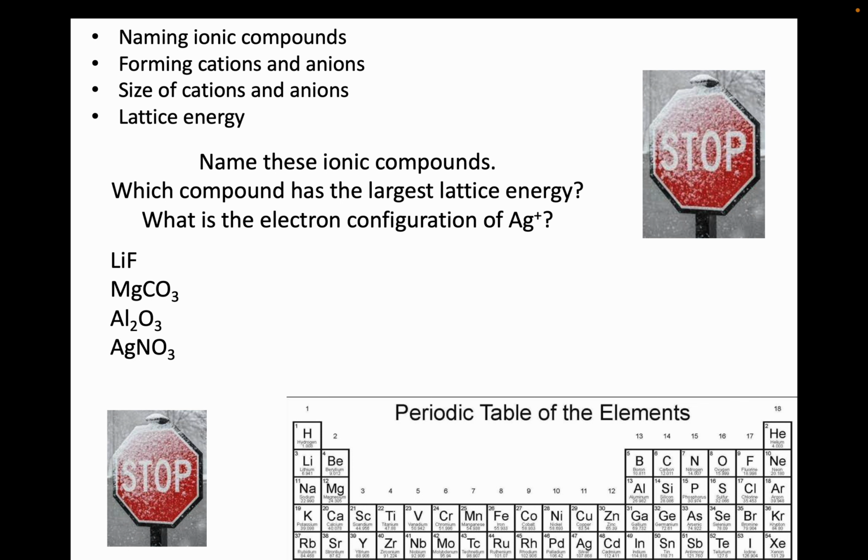Let's use this as an opportunity to practice a few of these. This slide lists 4 ionic compounds. What I'd like you to do is name them, determine which one has the largest lattice energy, and what would be the electron configuration for the silver plus that I see listed in that final ionic compound.